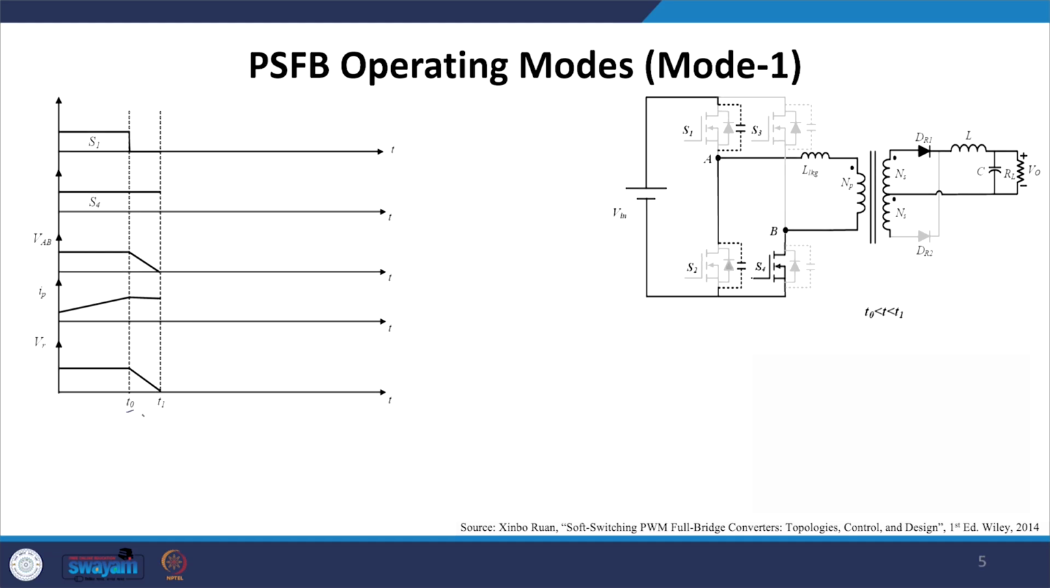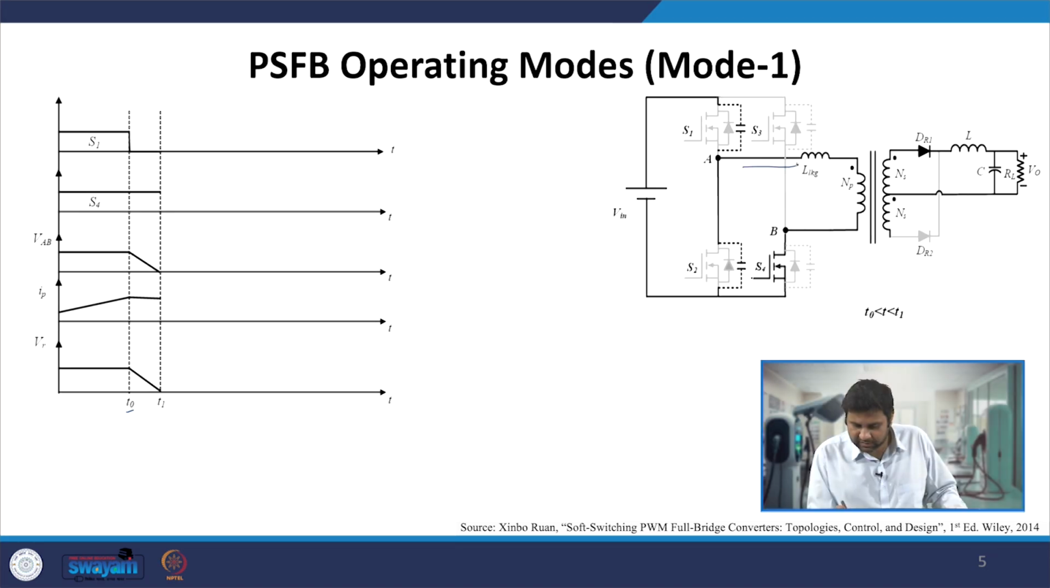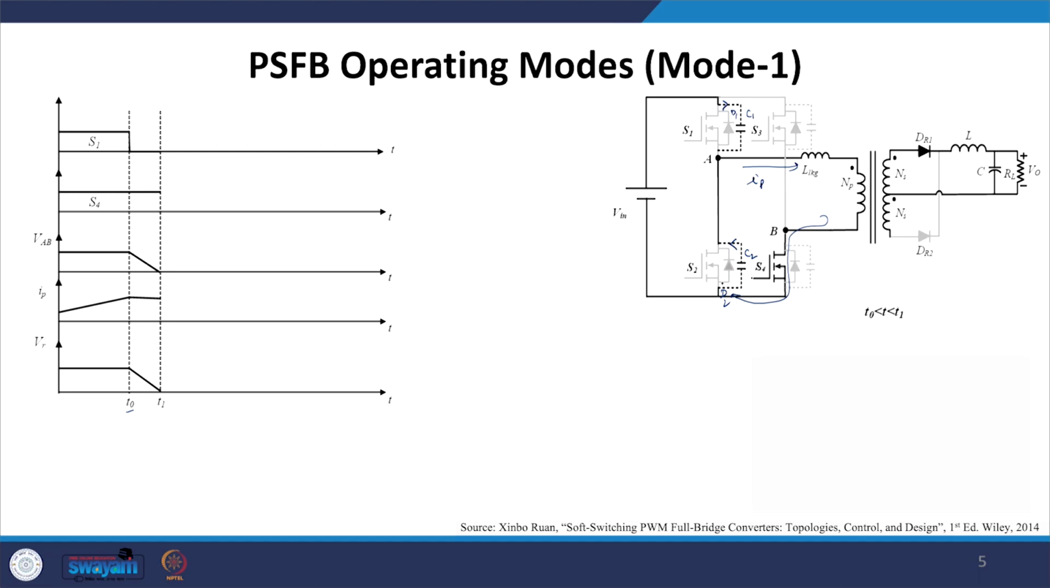Now at t equal to t0, S1 is turned off, that means the gate pulse to S1 is removed. So what happens is that the current IP, which is coming like this, is going through this channel on this side. On this side, because the current is coming out of this half bridge, in the capacitance C1, and let us say this is C2, this is D1, let us say this is D2, in C1 the current will be going in this direction and in C2 it will be in this direction.